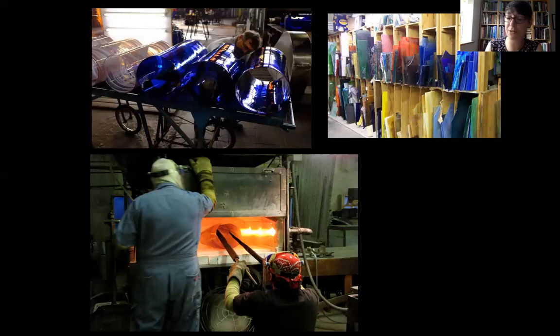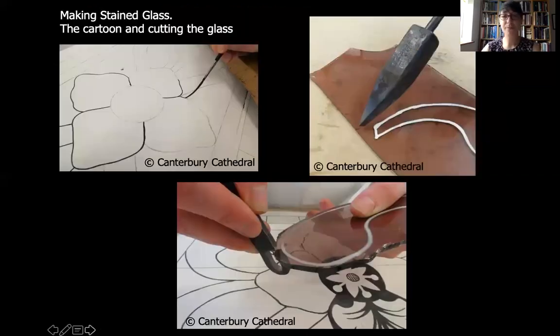So just to walk you through the next couple of steps. Most art forms start with a drawing, and stained glass is no different. And crucially, you need a one-to-one scale cartoon drawing for your window to be made from. And you can see that here on the left.